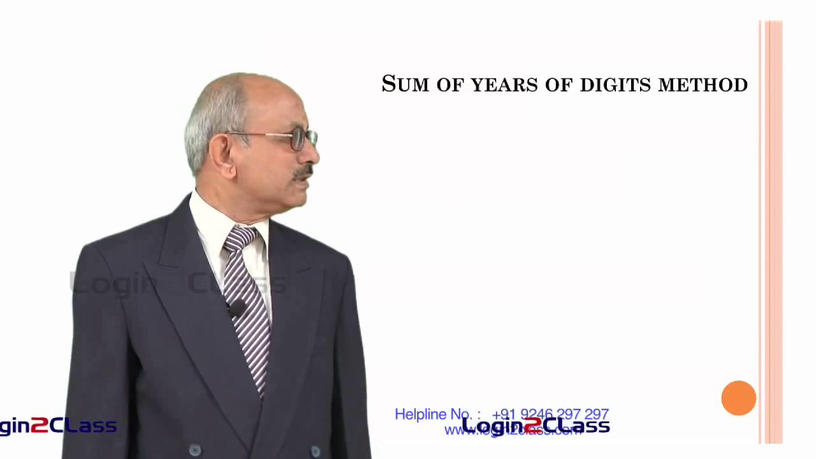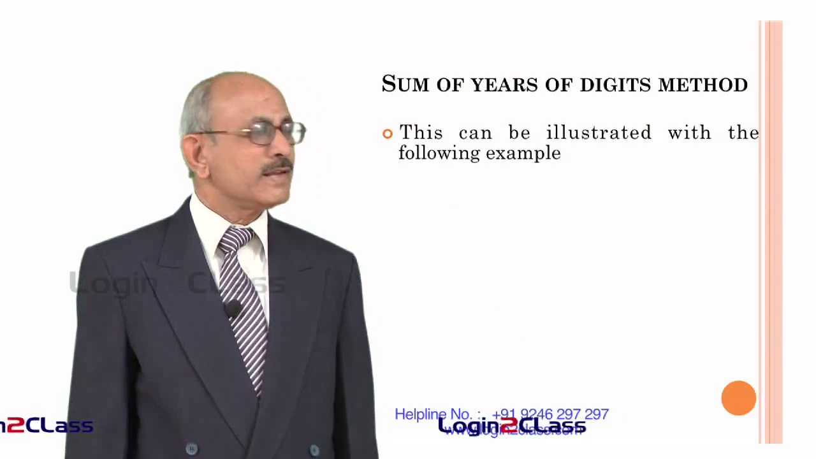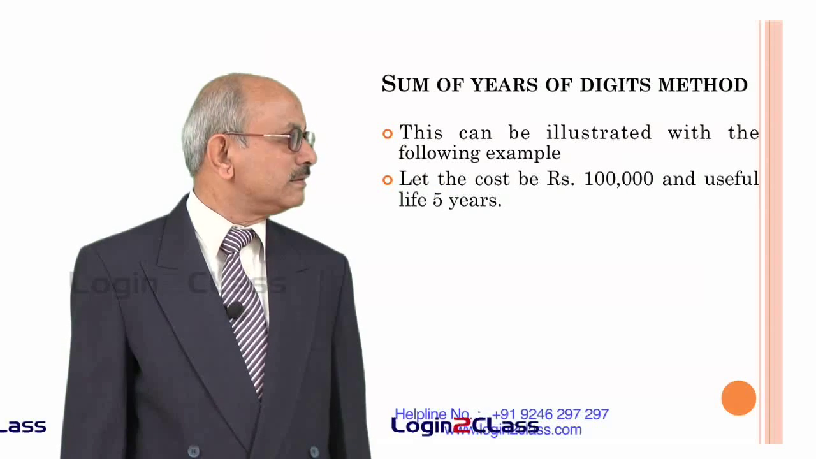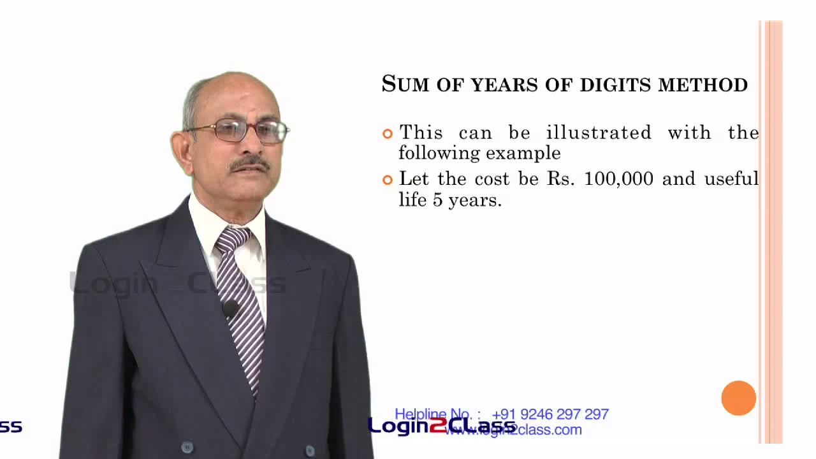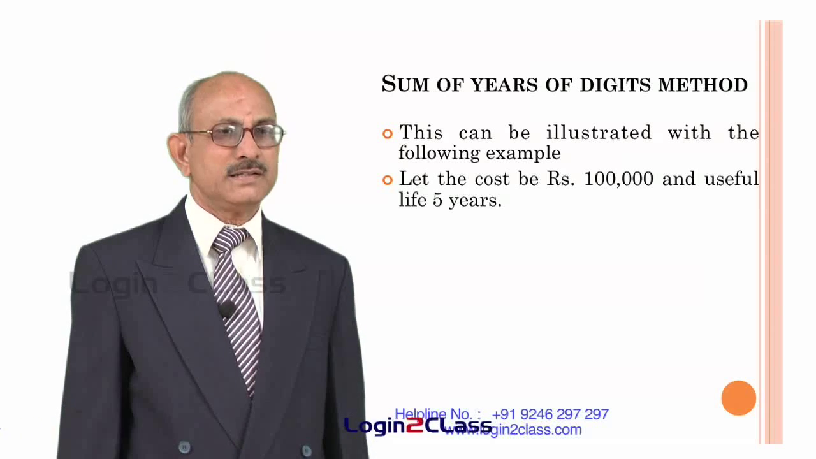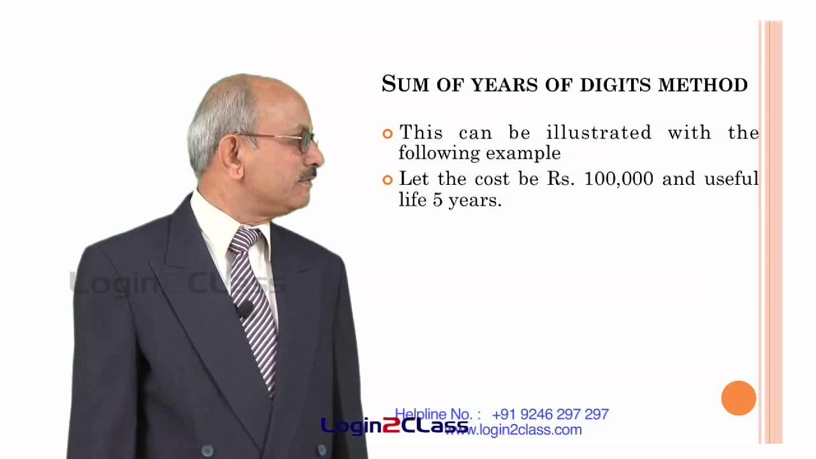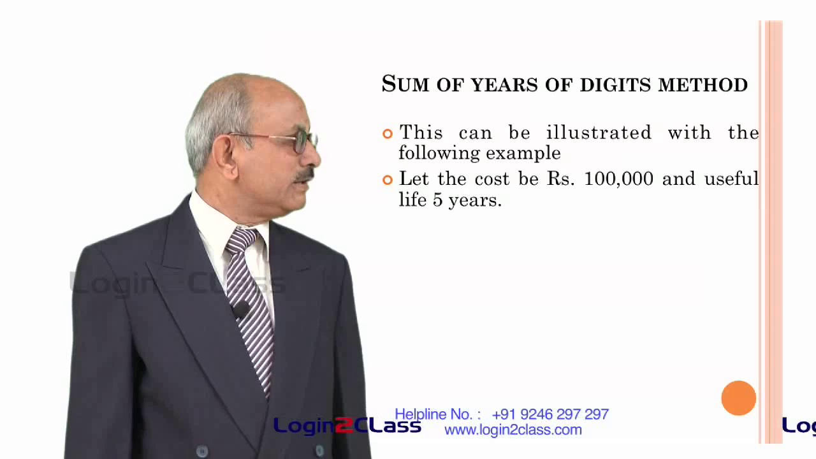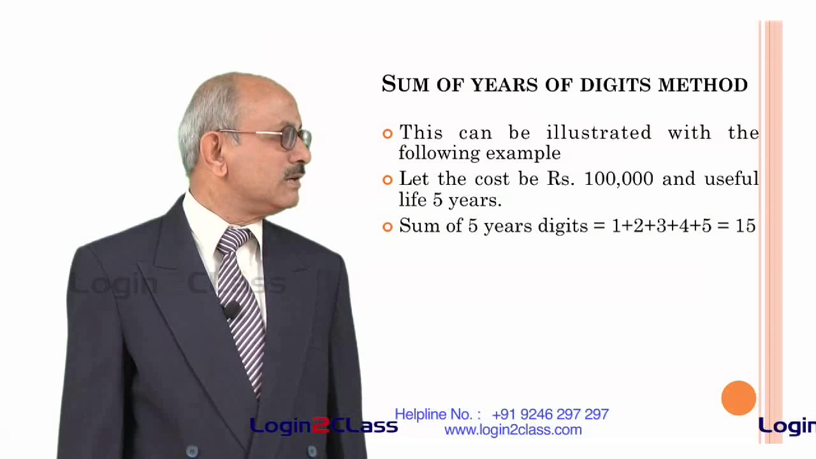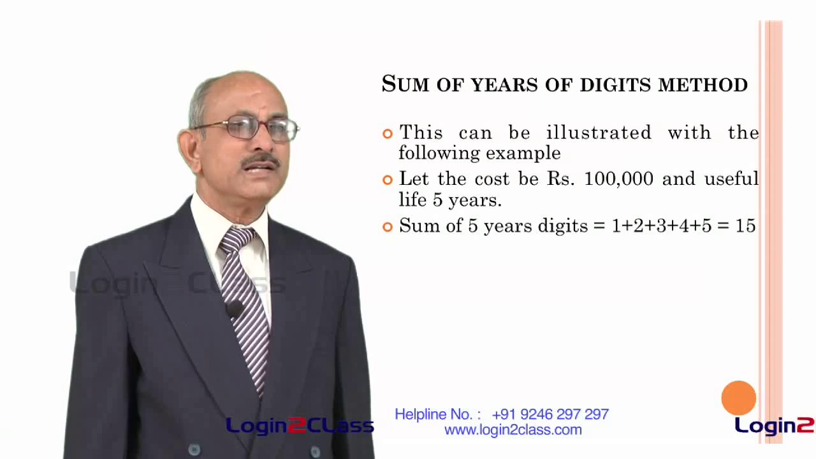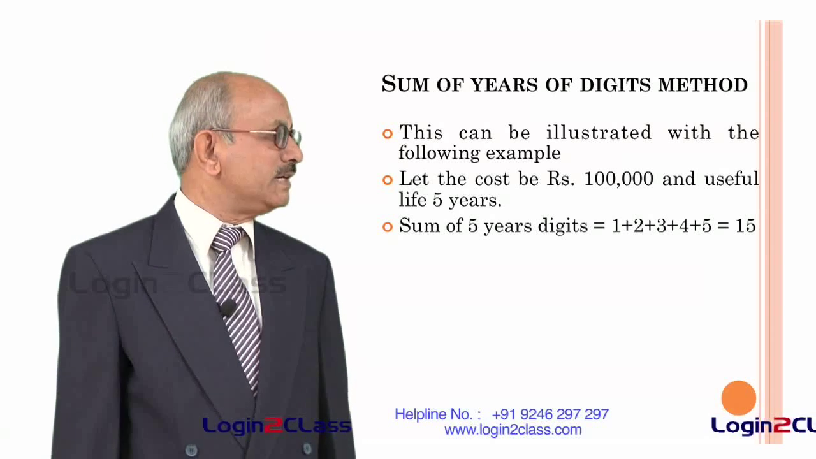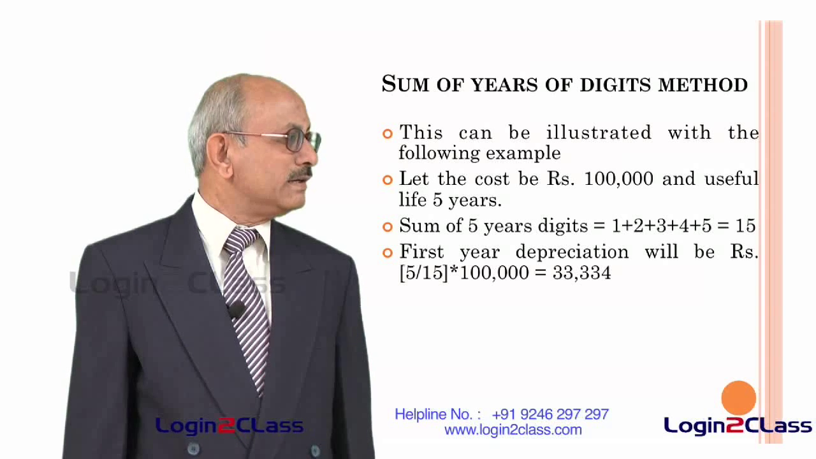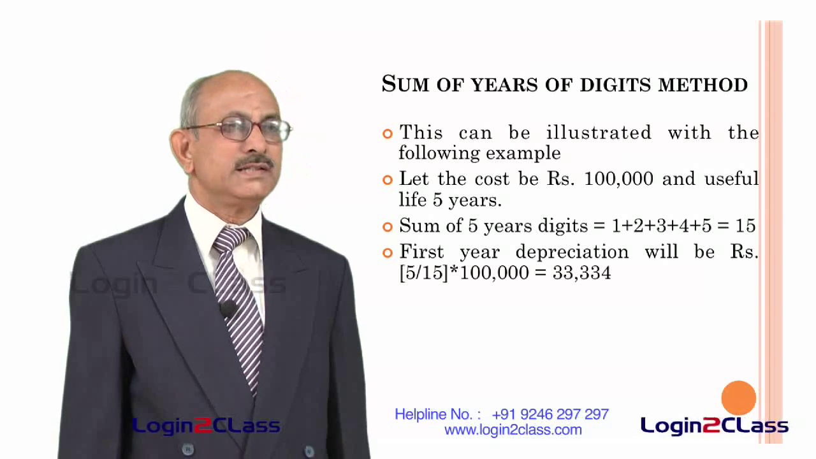And the next method is called the sum of years of digits method. As the name suggests, this is the sum of years of digits. That means first we estimate the useful life of the asset. Suppose the useful life of the asset is 5 years and the cost is 1 lakh. Then you sum the 5 years digits. That means 1 plus 2 plus 3 plus 4 plus 5 is total. That will give you 15. So, first year depreciation will always be 5 divided by 15 into 1 lakh, that is 33,334.